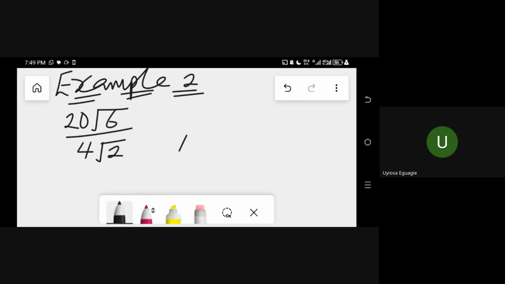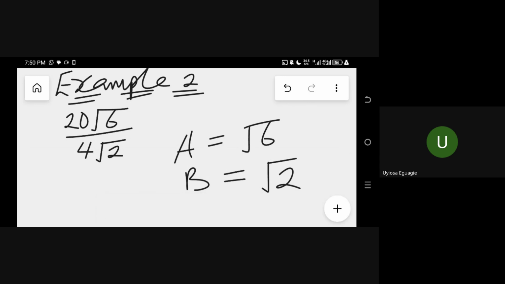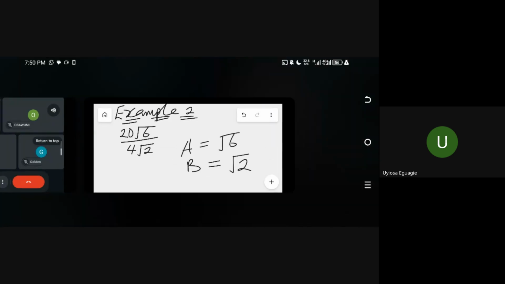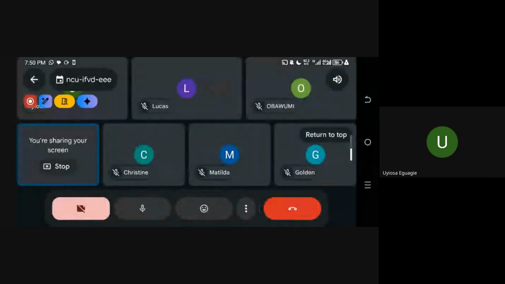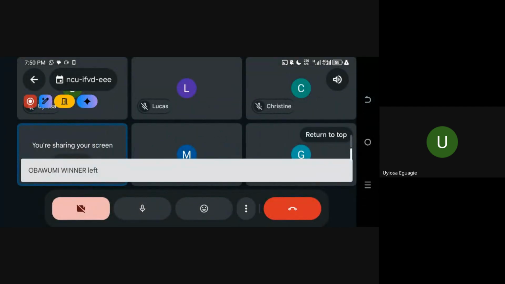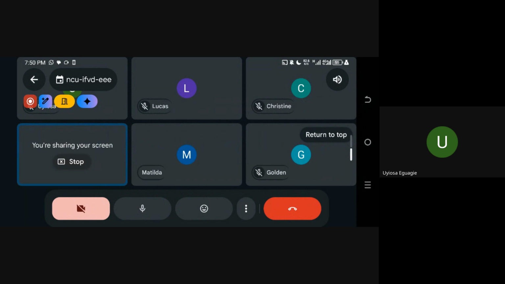A, let's use root 6. B, let's use root 2. So let's hear from you guys. Who are we starting with? Uyosa, A or B? What should we use to rationalize?